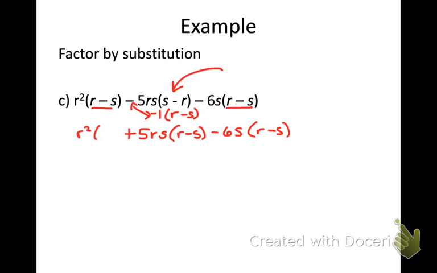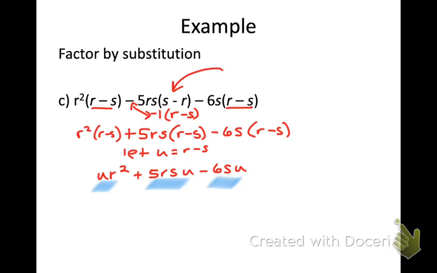And r squared times r minus s. Okay, so we got some options here. We can let u represent r minus s. So now that becomes r squared u, or just ur squared, I guess, plus 5rsu minus 6su. Well, what does each of these terms have in common? They each have a u, so let's pull that u out by factoring it out. So we now have u times r squared plus 5rs minus 6s.